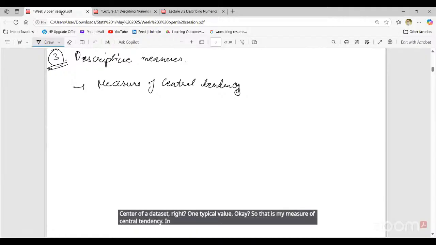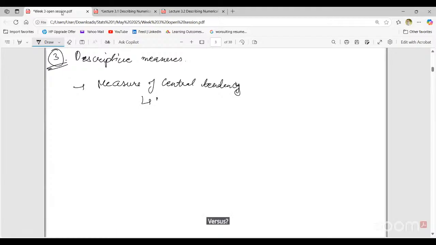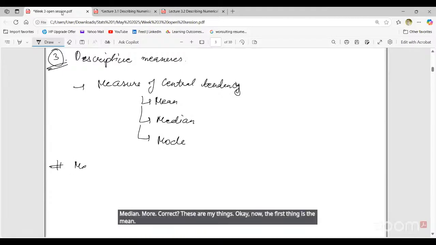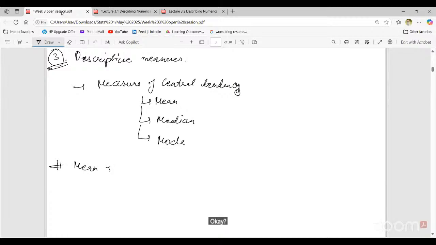In this measure of central tendency, we have 3 types of measures. What are the 3 types? Mode, median, mean. Correct. Now, the first thing is the mean. What is a mean? Mean is basically the average value.